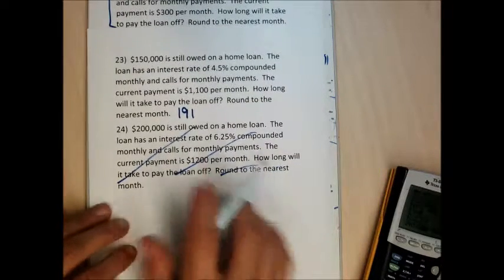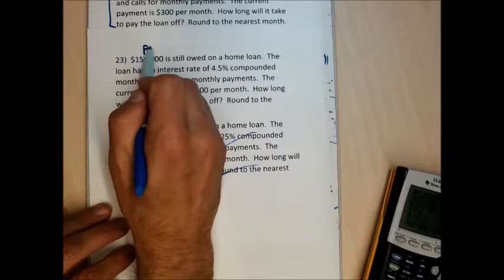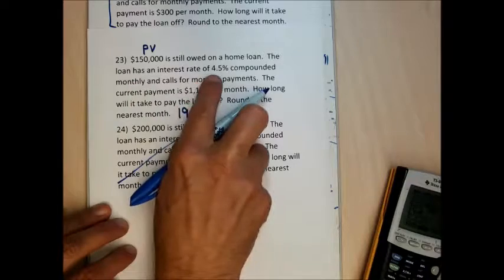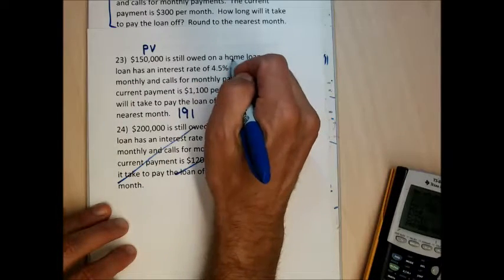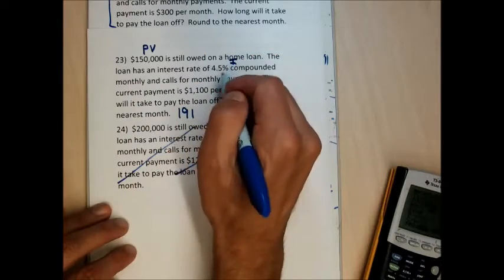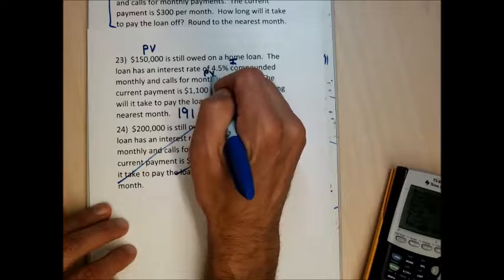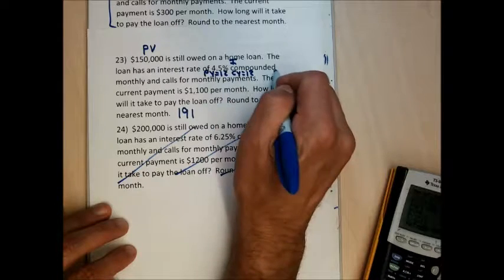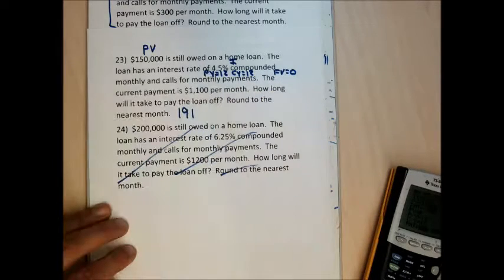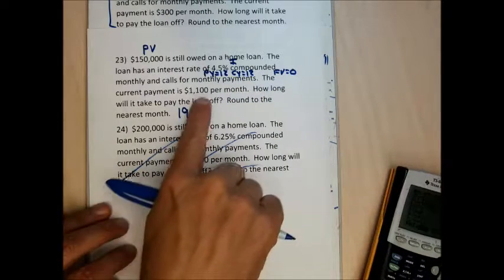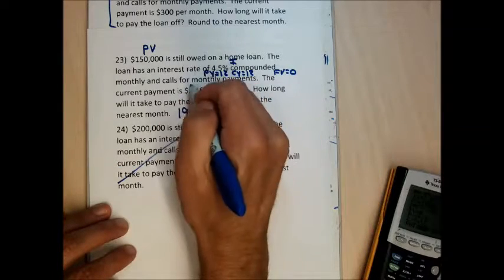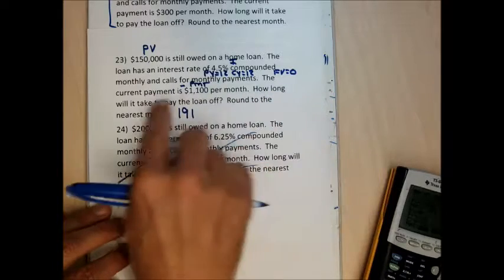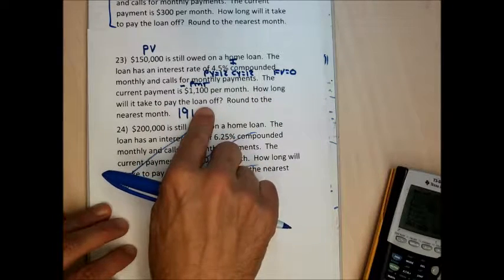For 23, $150,000 is still owed. That's going to be the PV, on a home that has an interest rate of 4.5%. That's going to be the I. It calls for monthly payments. That's going to make the PY equal to 12, the CY equal to 12, and for home loans, I'm always going to make the future value 0. The current payment is $1,100 per month. That's going to be my PMT, but I'm going to need to make it a negative. And then how long will it take to pay off the loan? I'm going to solve for N.